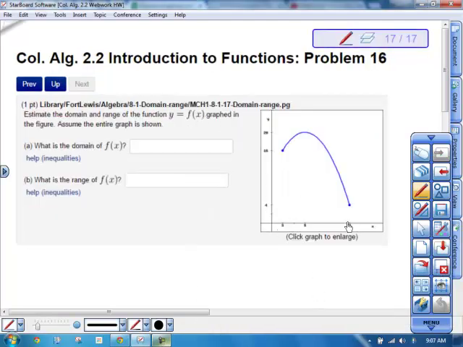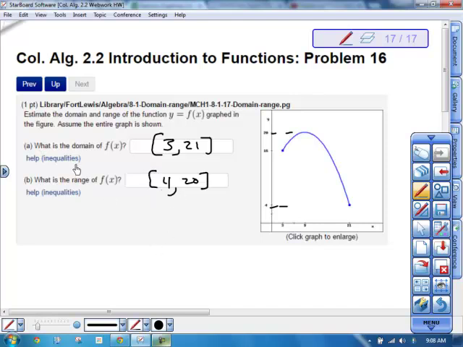Next problem, the domain of this goes from 3 to 21, you can see. So we go from 3 to 21, including both those points. And the range goes from 4 all the way up to 20 for the y values. So 4 to 20. And it looks like I can include both of those points as well.